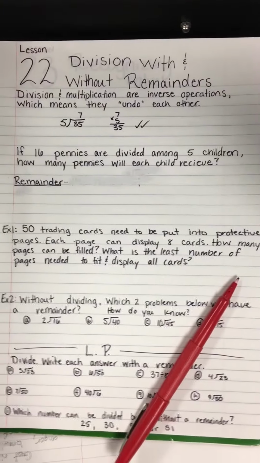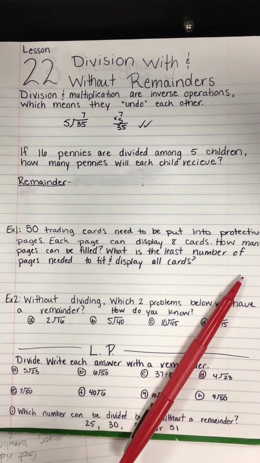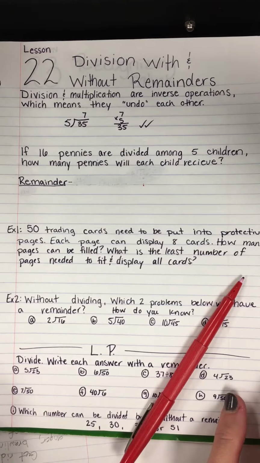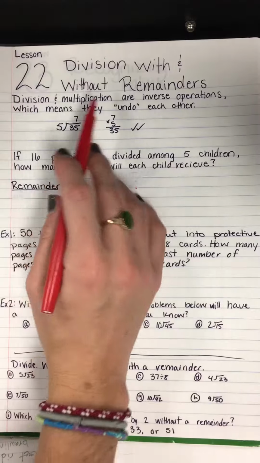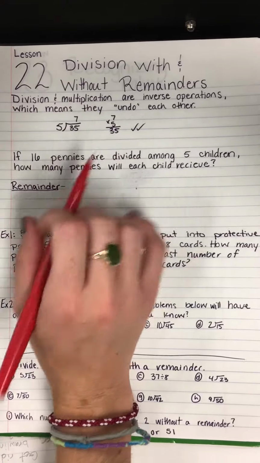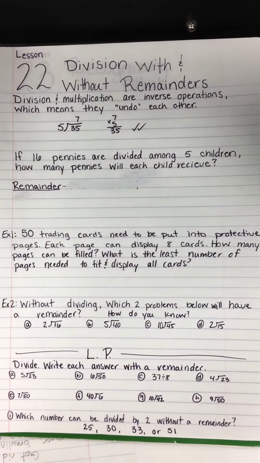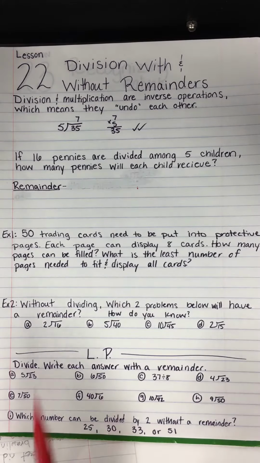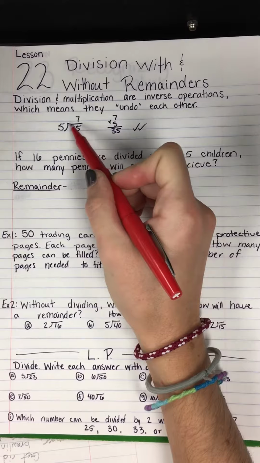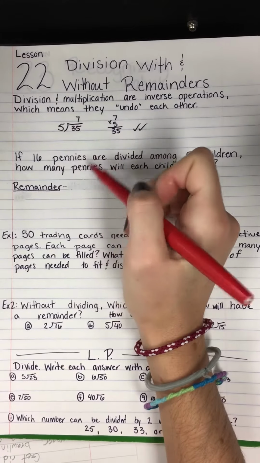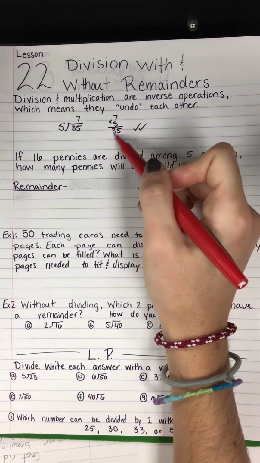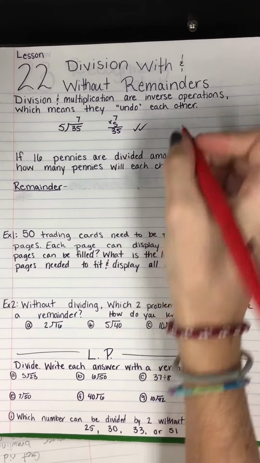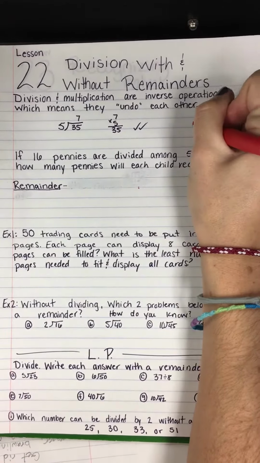Okay, lesson 22, division with and without remainders. This is a pretty easy lesson. Division and multiplication are inverse operations, which means that they undo each other. Here is your example. 35 divided by 5 equals 7. Then you can check that by saying 7 times 5 equals 35. That's your double check.